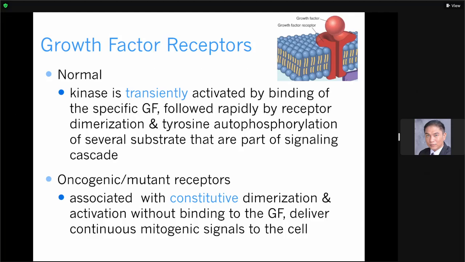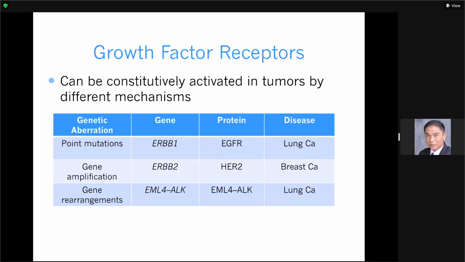In oncogenic or mutant receptors, there can be constitutive, meaning kahit hindi mo i-activate, kahit hindi mo stimulate, this will happen, constitutive dimerization and activation without binding to the growth factor. So yung receptor, they are constitutively activated and they will continuously deliver mitogenic signals to the cell. So these are examples of diseases where there is constitutive activation of growth factor receptors.